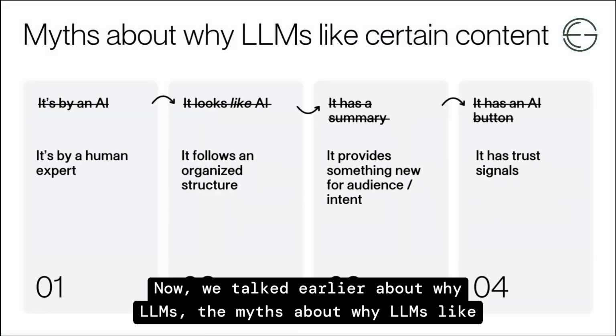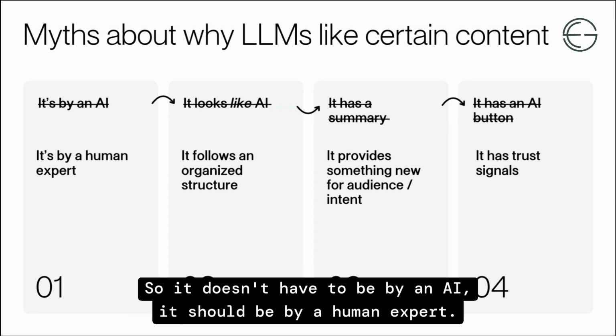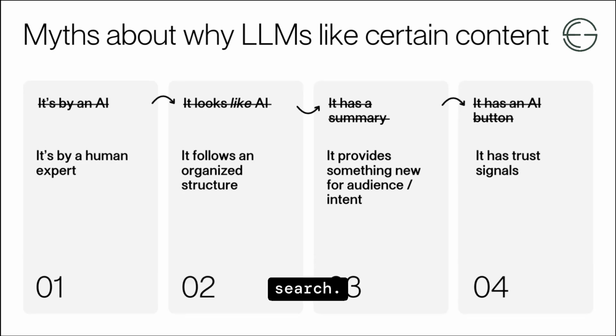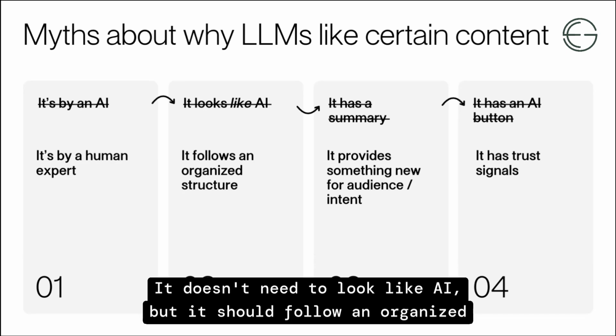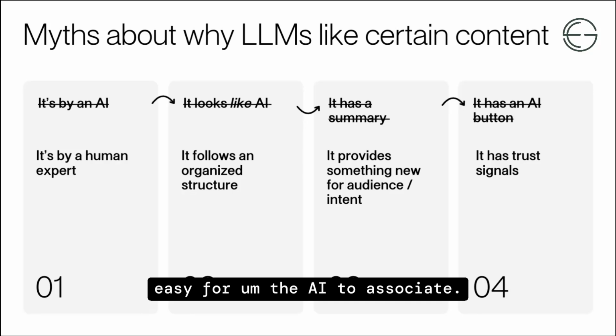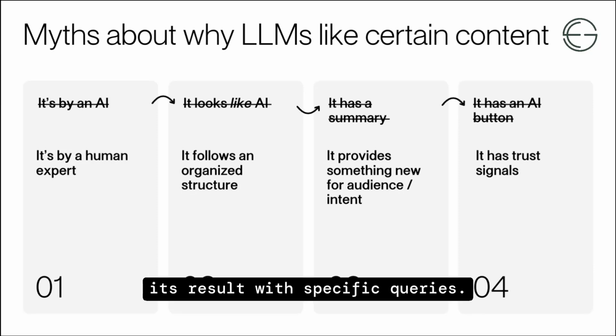Now, we talked earlier about the myths about why LLMs like certain content, and so we can debunk them clearly here. So it doesn't have to be by an AI. It should be by a human expert. That's going to go further in all kinds of search, including AI search. It doesn't need to look like AI, but it should follow an organized structure, because that is, one, easy for people to read, but two, it's easy for the AI to associate specific snippets of your text, like what it lifts and shows in its result, with specific queries.